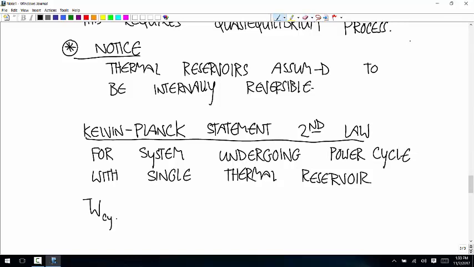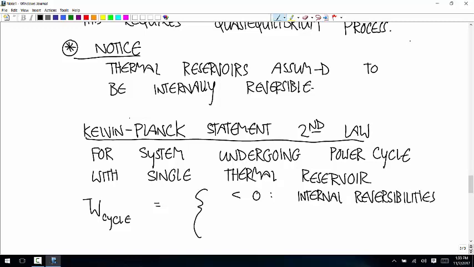Work done during that cycle is less than zero. So less than zero work can be done net if there are internal irreversibilities present, and it's equal to zero if it's internally reversible.